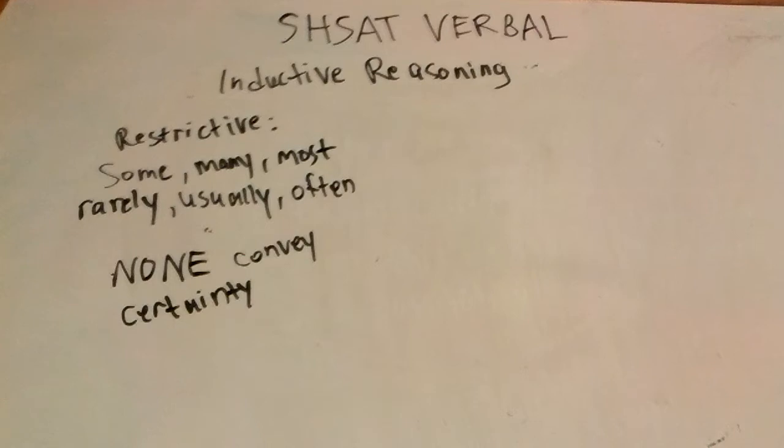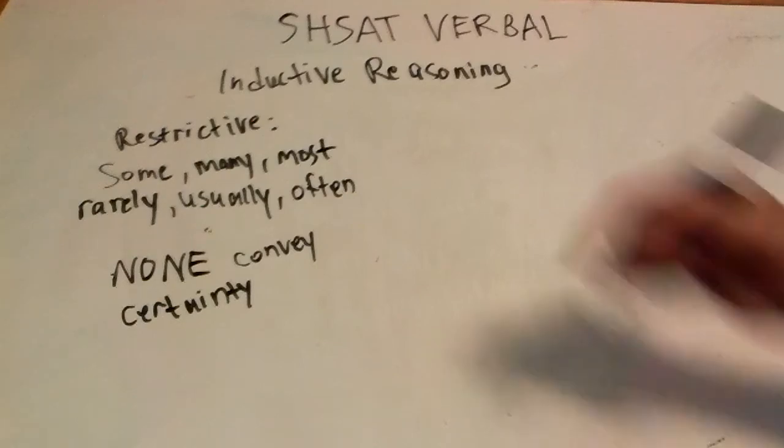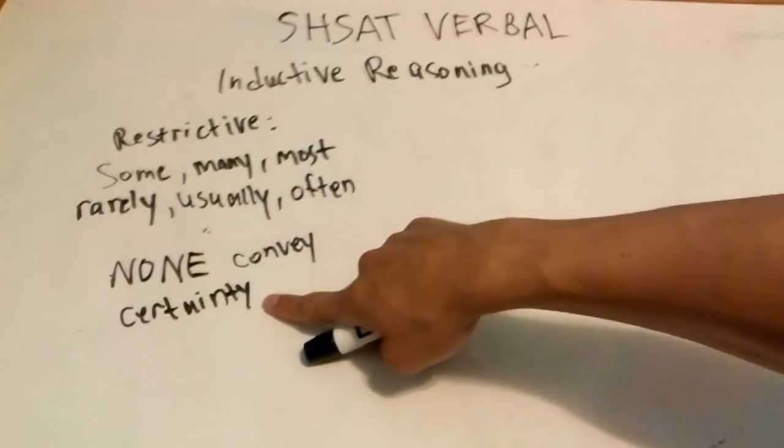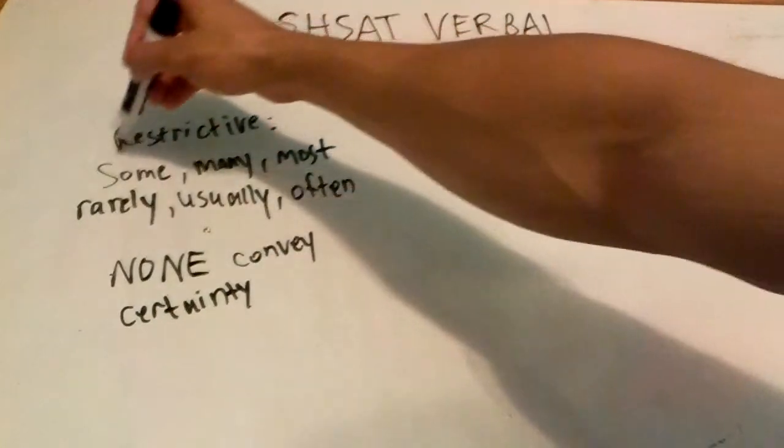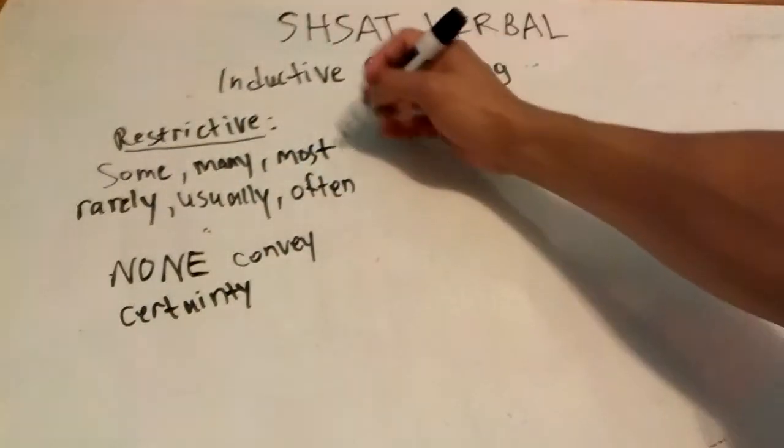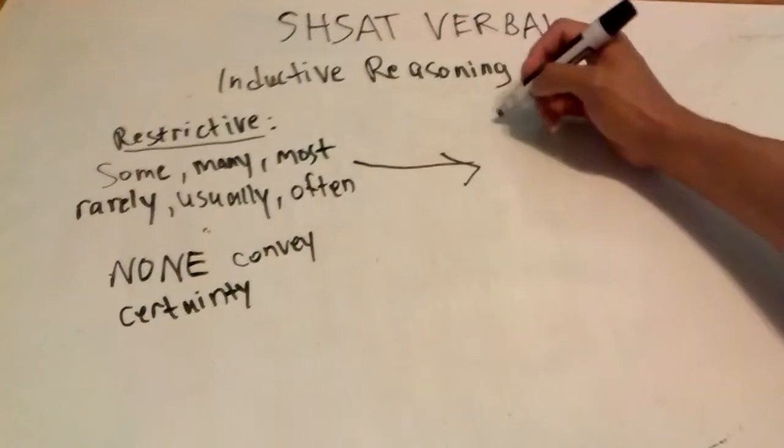Alright? If I say, I rarely see a car accident, that doesn't mean I won't ever see a car accident. I might. Okay? So these here, none of these convey certainty. They don't. These are restrictive words. And it's hard to go from a restrictive word to an absolute one.